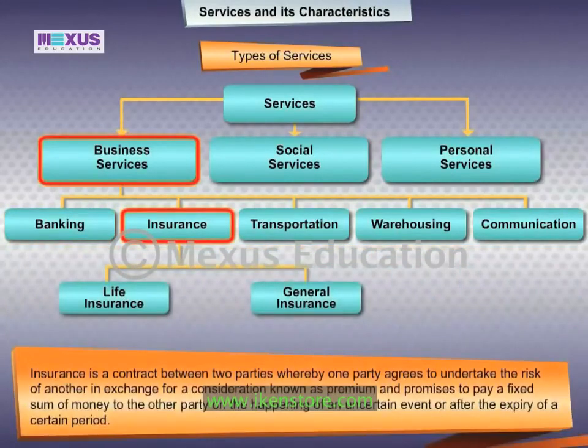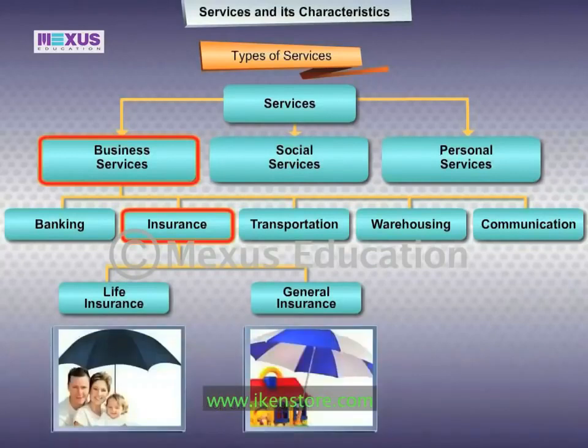Insurance. Insurance is a contract between 2 parties whereby one party agrees to undertake the risk of another in exchange for a consideration known as premium and promises to pay a fixed sum of money to the other party on the happening of an uncertain event or after the expiry of a certain period. Insurance may broadly be classified as life insurance and general insurance.